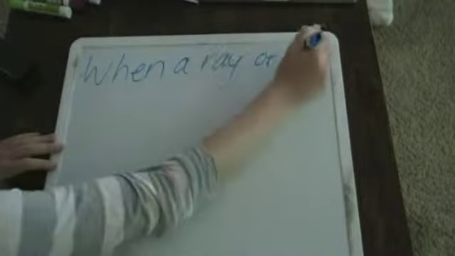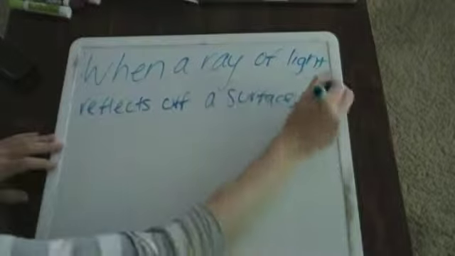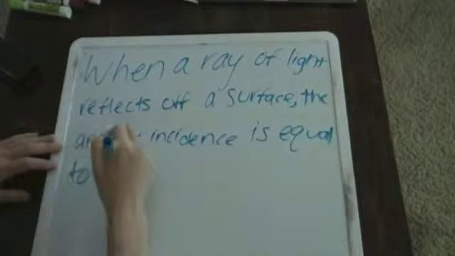The law of reflection states that when a ray of light reflects off a surface, the angle of incidence is equal to the angle of reflection.